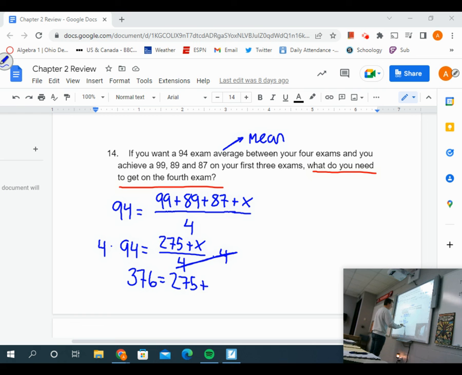And on the right side, because everything was divided by 4 and I multiplied by 4, I'm just left with what was on the top of the fraction. I'm going to isolate the variable by subtracting 275, and I get x equals 101. Now, while this isn't necessarily possible, depending on the course and if they offer bonus points, we would go ahead and say that's what you would need. And the conclusion might be, hey, it's not possible to actually get that 94 average, but we were just told to find out what we would need. So the answer would be 101.